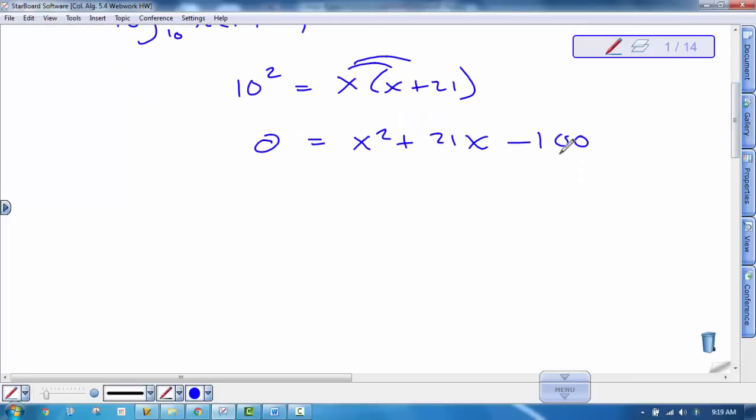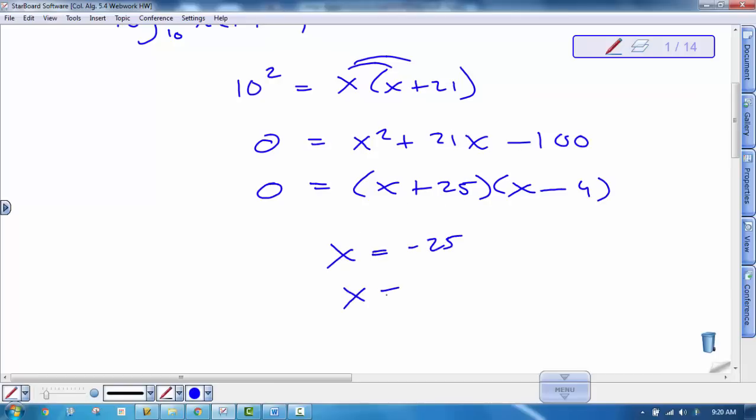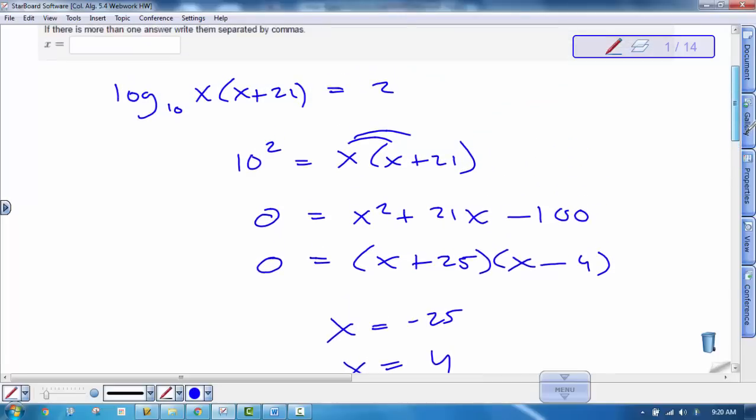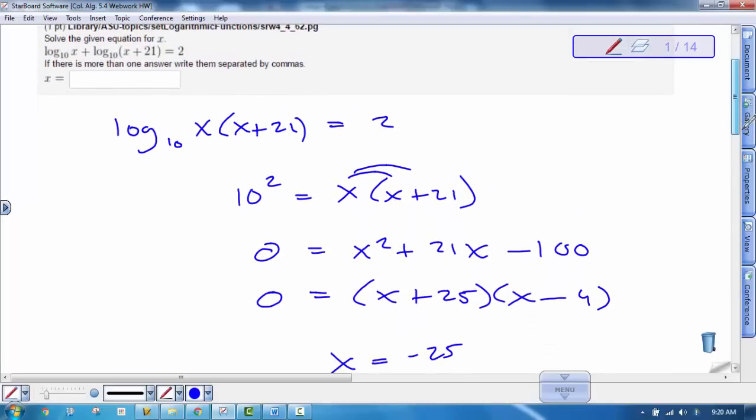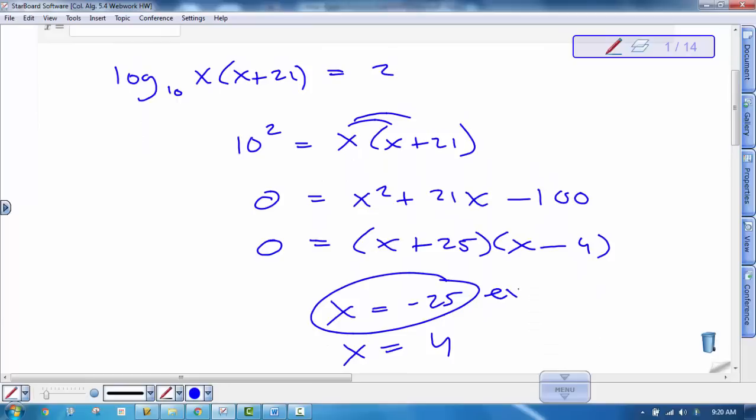And then from here I'm probably going to have to use the quadratic formula unless this factors. No, actually this does factor, 25 and 4, so I can make it x plus 25 and x minus 4. And that way my solutions are x equals negative 25 and x equals positive 4. Now definitely double check these in this case because a lot of times they're extraneous. So for example, this has got to be extraneous right here.